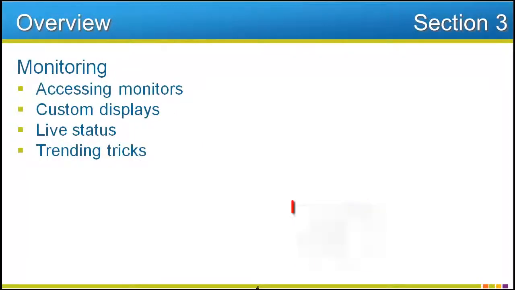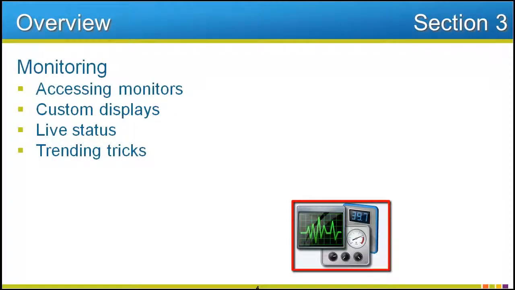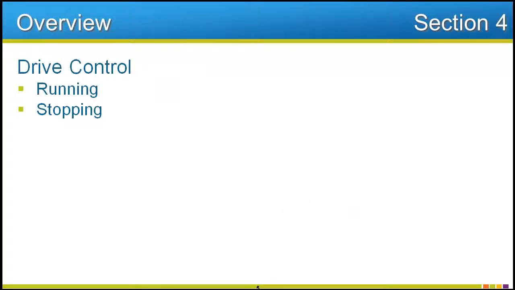When it comes to monitoring, section 3 is where it's at. This section touches on how to access monitors, use custom displays, check statuses, and also covers various tricks for trending data. Did you know that DriveWizard Industrial can also control the drive right from your PC? Section 4 will explain when and how to utilize this tool and also demonstrate the different stopping methods when you're in this control method.